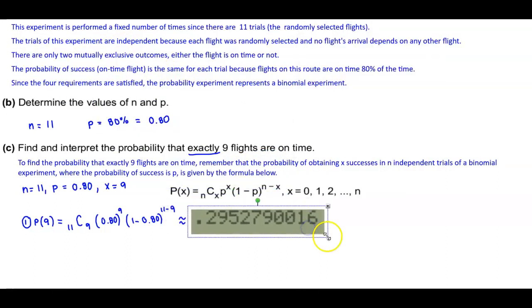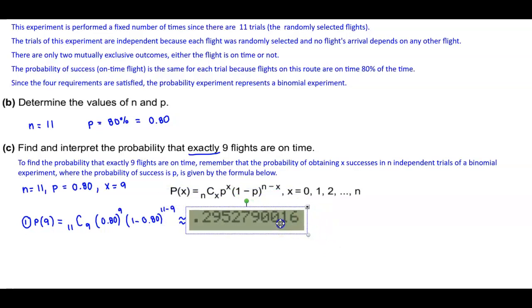Okay, so here is our answer. And we want to round this to 4 decimal places. So we have 0.2953.